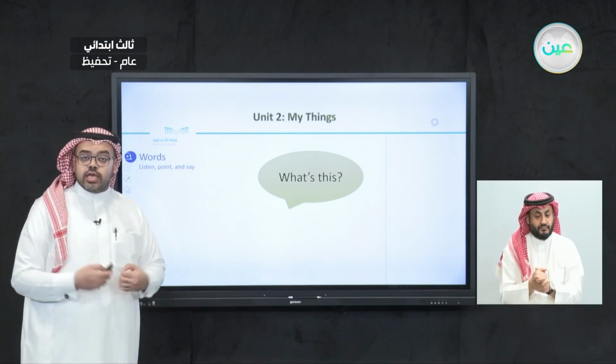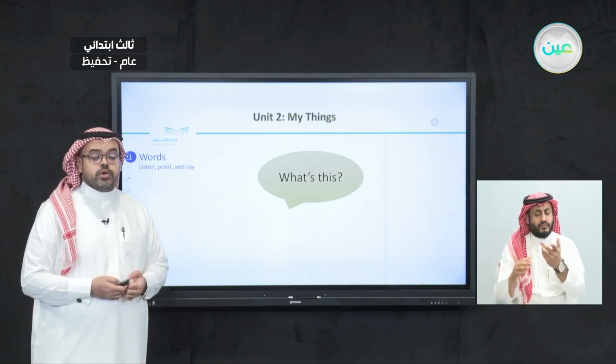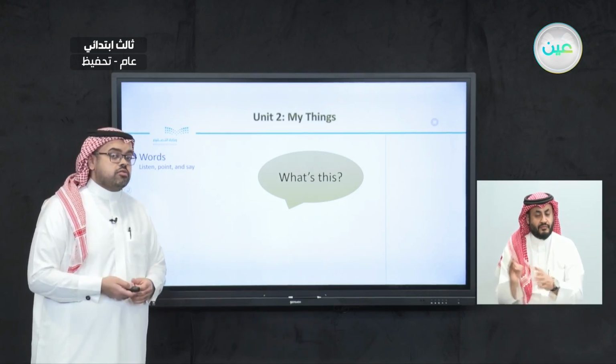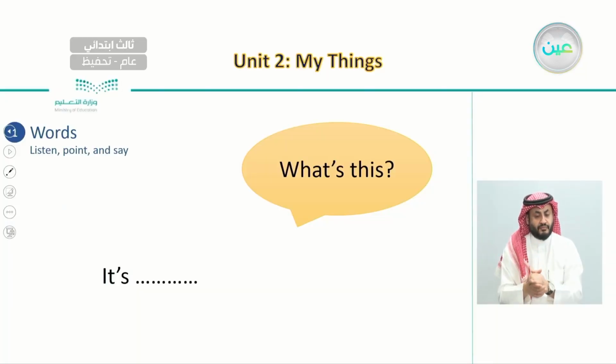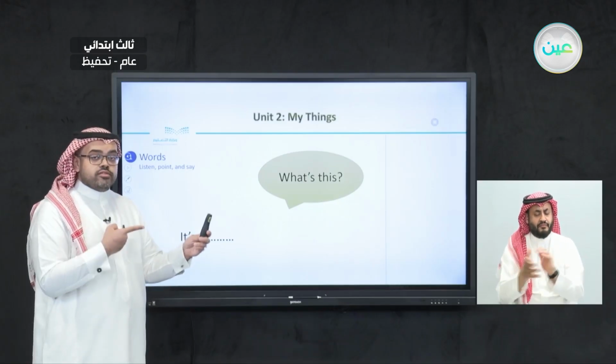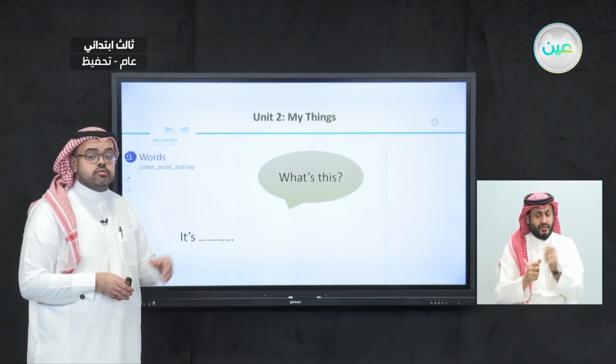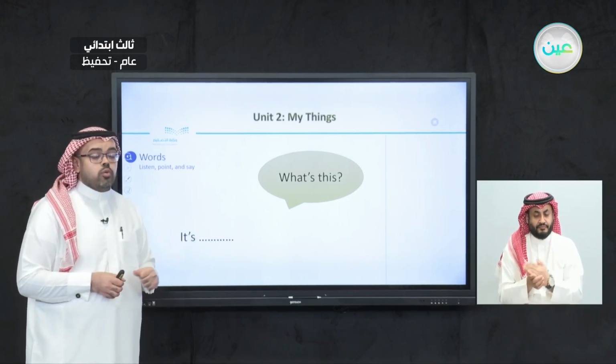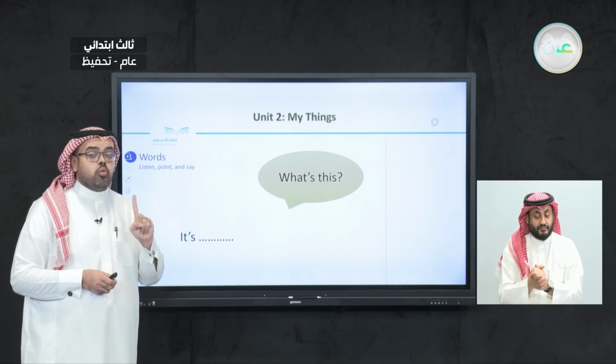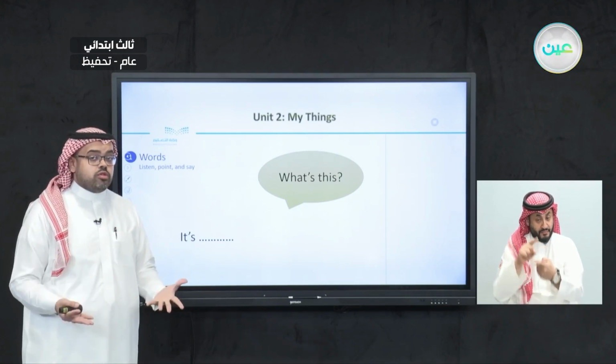And how can we give an answer to this type of question? We can give an answer by saying it's. So for example, what's this? It's a screen. What's this? It's a pointer. So what's this is a question where we ask about only one thing, and we start our answer with it's.